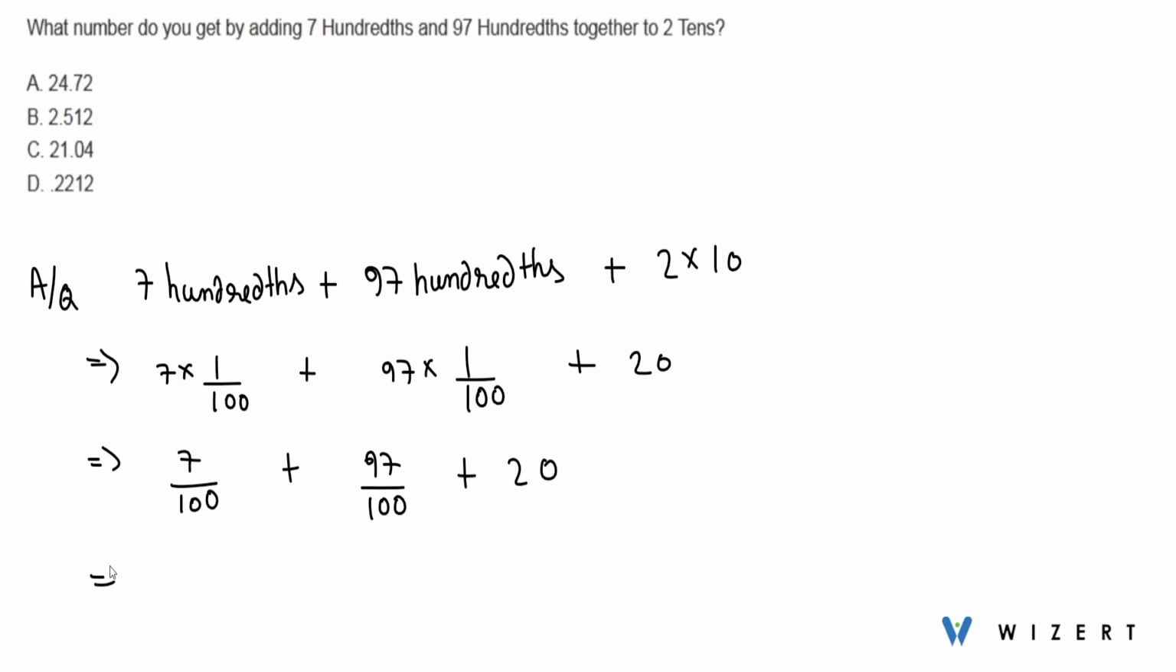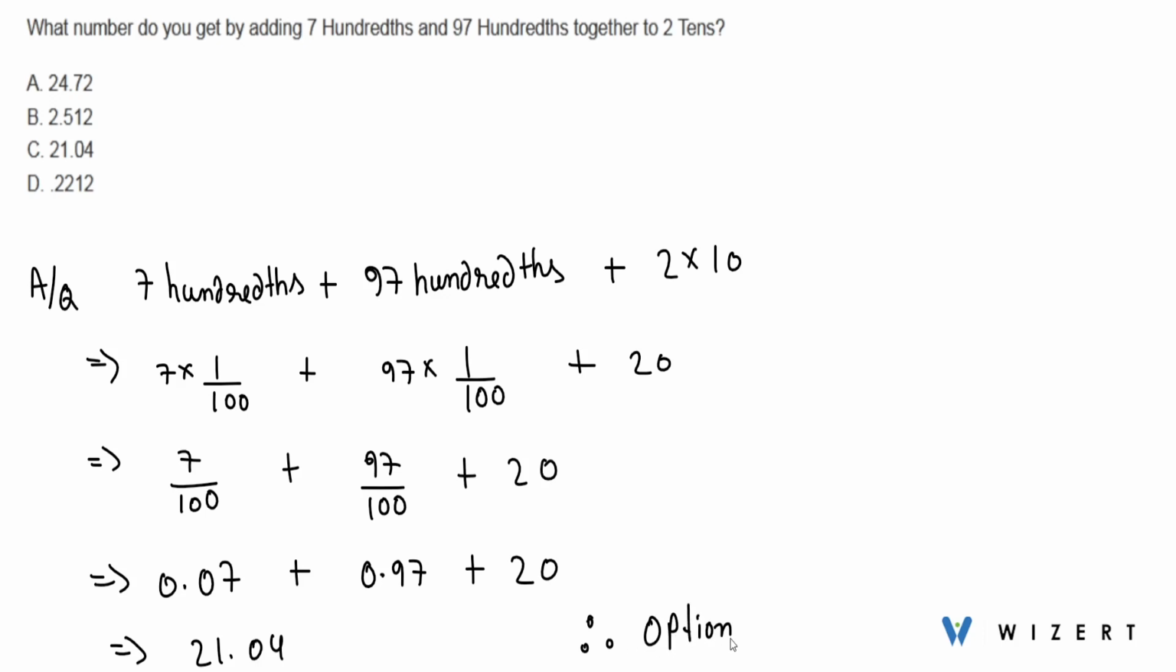Now 7 upon 100 can be written as 0.07, plus 97 upon 100 can be written as 0.97, and then we have plus 20. So upon further simplification we will get 21.04 as our final required answer. Therefore, upon checking the options, we see that option C will be our final required answer.